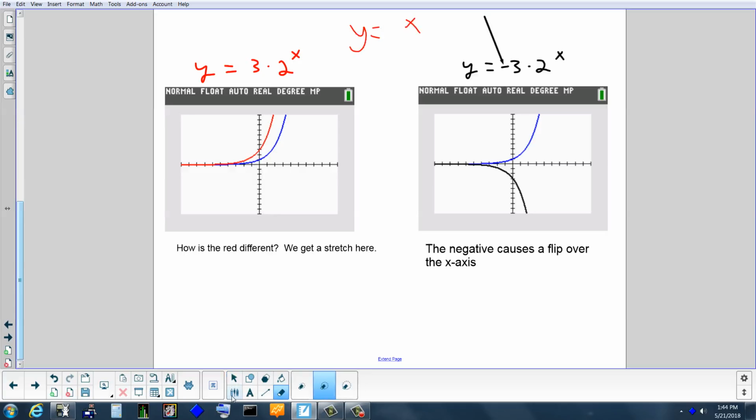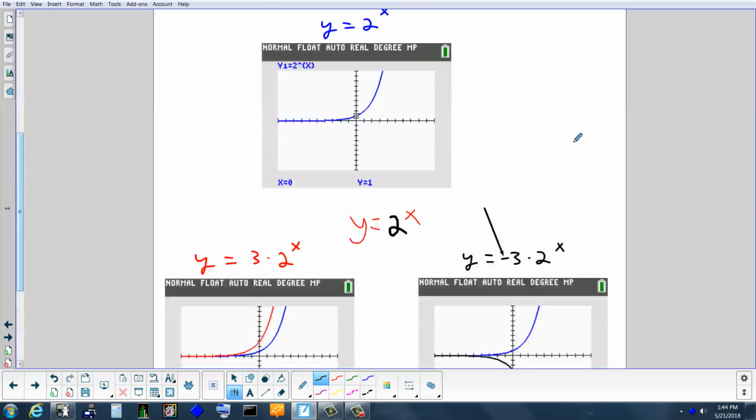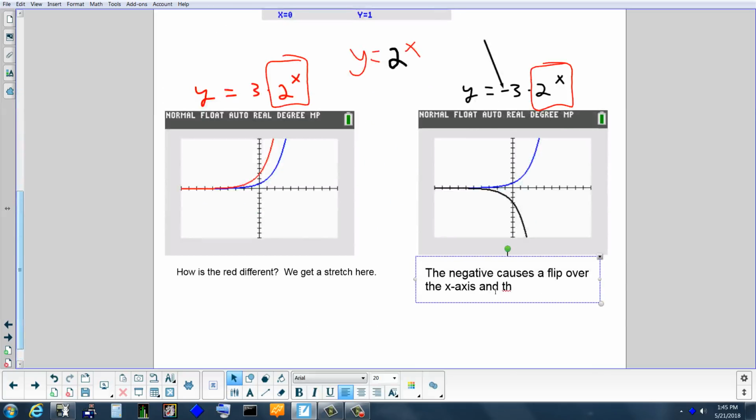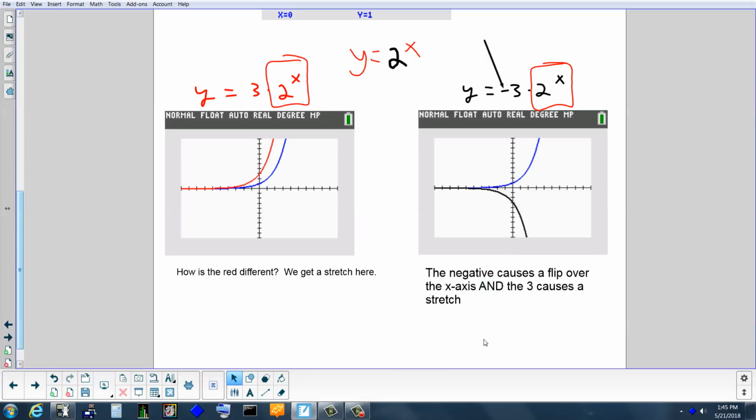Was it 3 to the x? Oh, 2, I'm sorry. So, again, notice how 2 to the x is here, and 2 to the x is here. The number that comes before it, the number that's in the a spot, is what causes the change. So when it's just a regular old whole number, it's getting stretched apart. When it's a negative, it's going to get flipped over the x-axis.